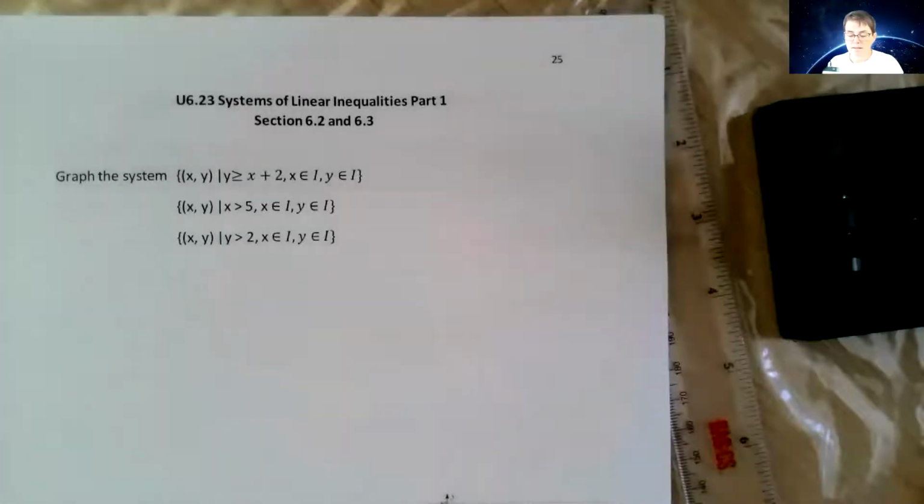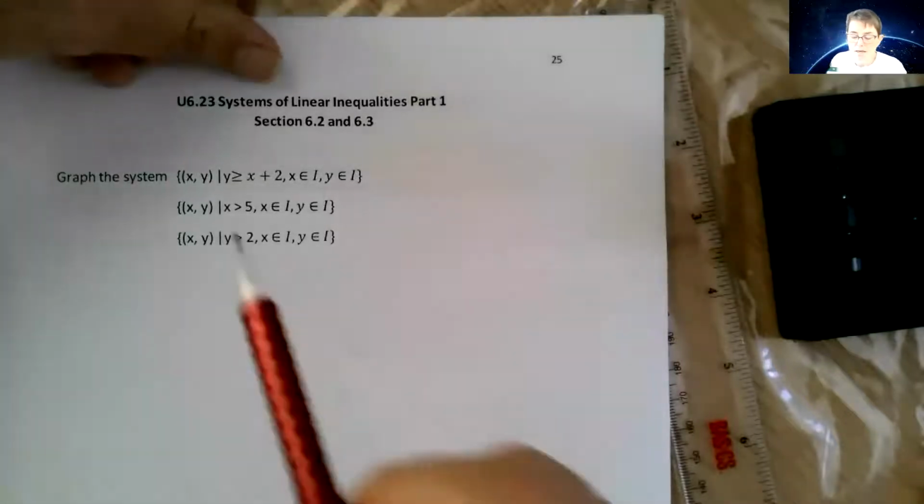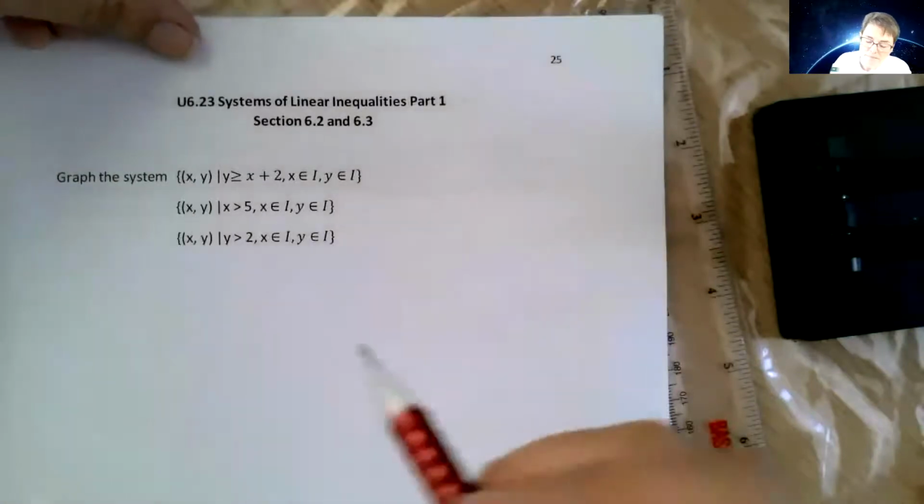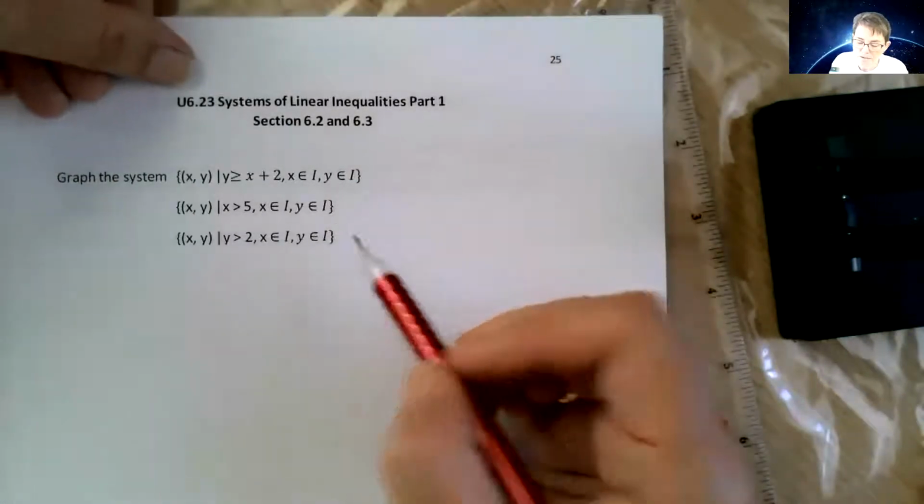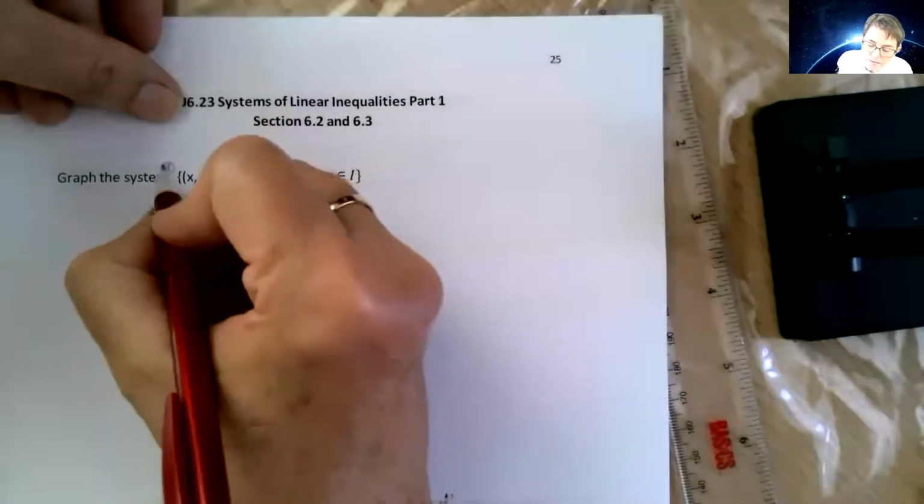All right, this is Systems of Linear Inequalities, part 1. Don't be frightened. There's 3 graphs here. Actually, once we get into it, we're going to find out that 2 graphs are pretty simple. All right, so graph the system. So 1 equation, 2 equations, 3 equations. So let's start with number 1.